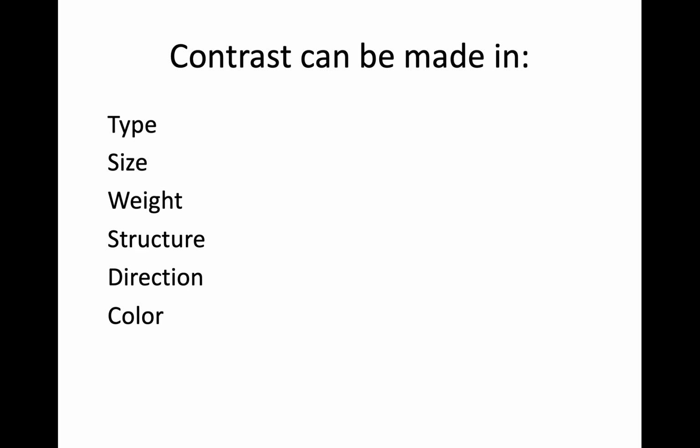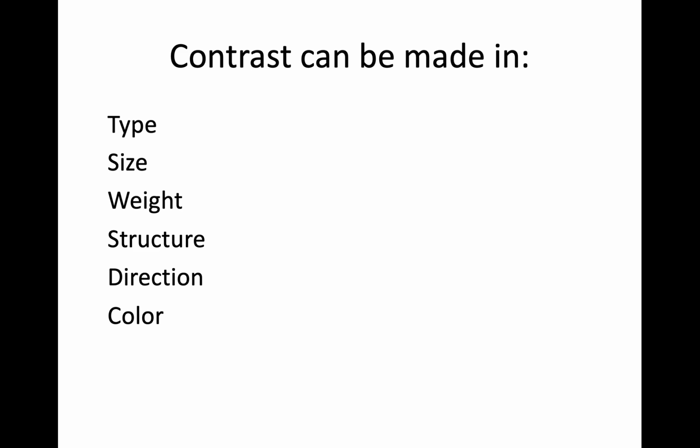Contrasting size. You can make some type bigger and some type smaller. You can make an image really big on the page and make everything else smaller. It tells your eye where to look. Look here first. It tells you what's important. And it also makes it interesting to look at.